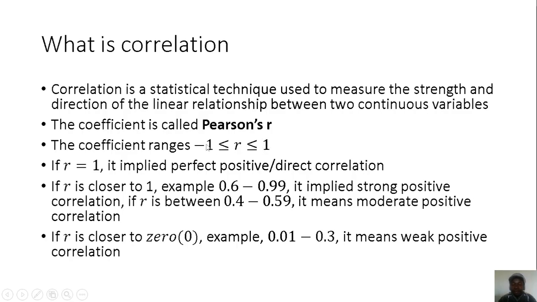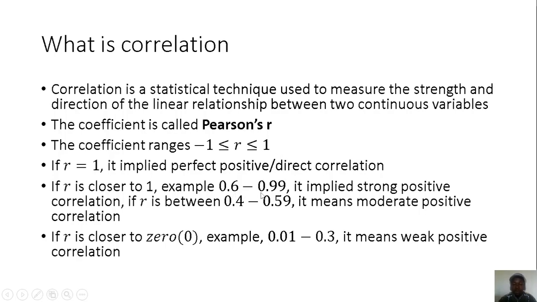When the result is negative, it is telling us an inverse relationship. When the result is positive, it is a direct or positive relationship. So if R is equal to 1, it implies perfect. When it is 1 or -1, that means we have a perfect relationship. When it is negative 1, it is a perfect inverse relationship. When it is positive 1, it is a perfect direct or positive relationship. So that is how it works.